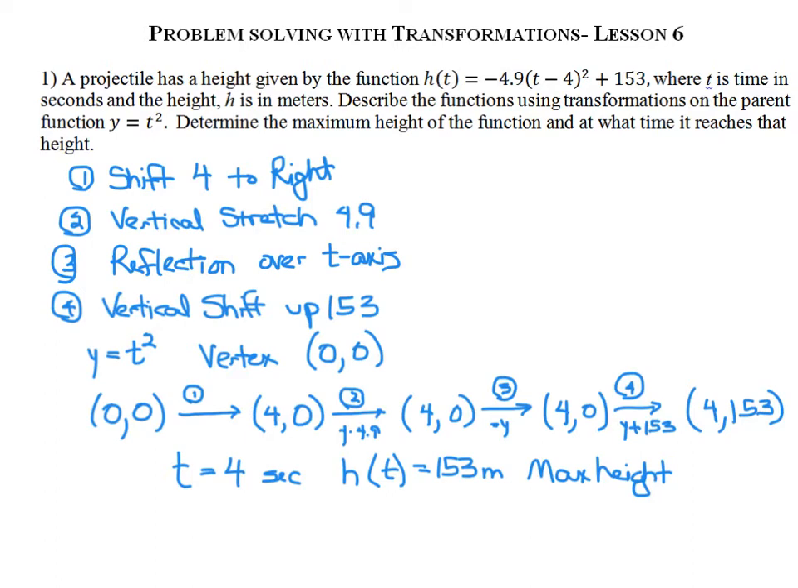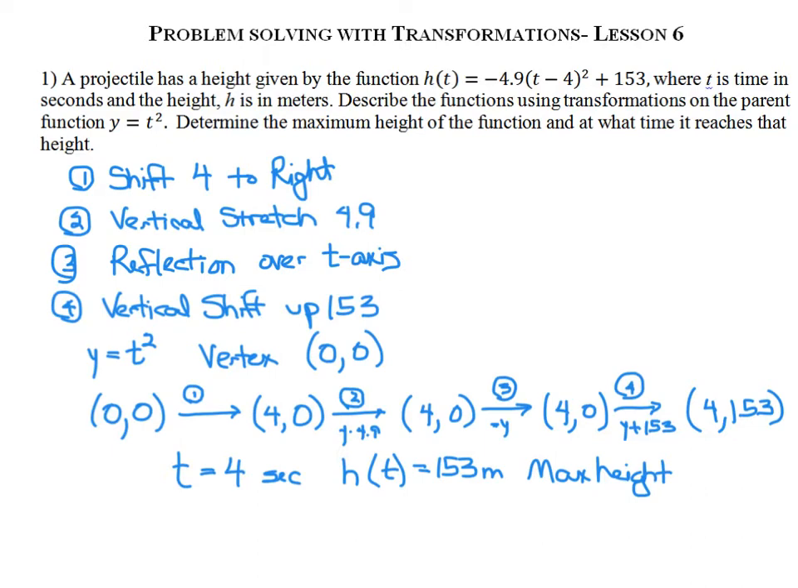So you can see how using transformations has helped us to dissect this function that I was given and see what has happened to my easy parabola y equals t squared with a vertex of 0, 0 to get the actual maximum point of this function. So this was another way of finding the vertex.